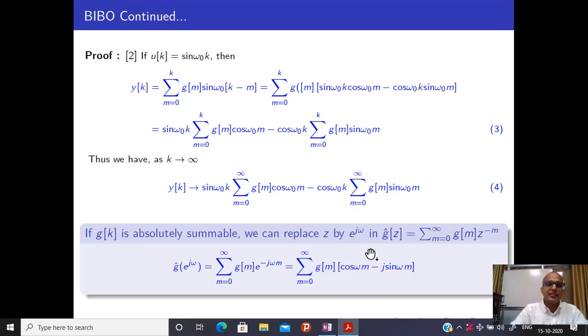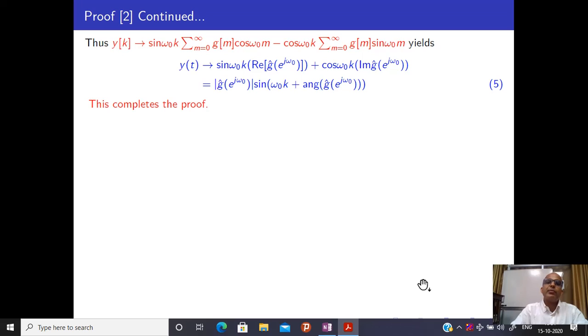So same like in case of continuous time system I am replacing s by j omega, here z by e power j omega. So that is the relation, and after that if you simplify this, so again we will come up to this result.